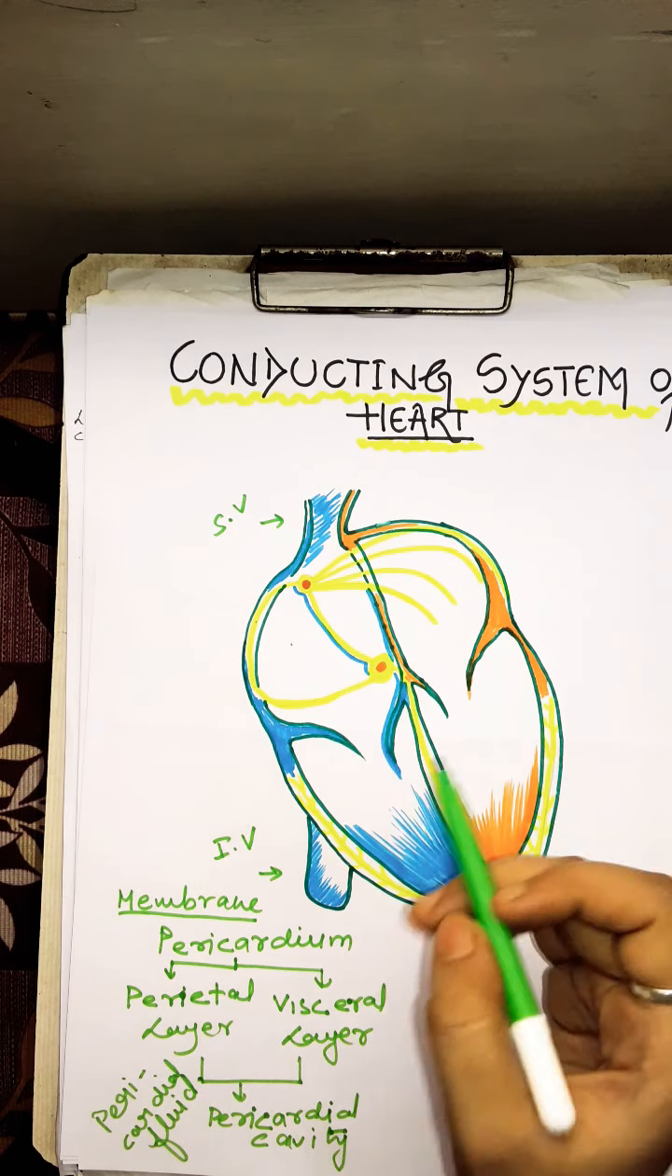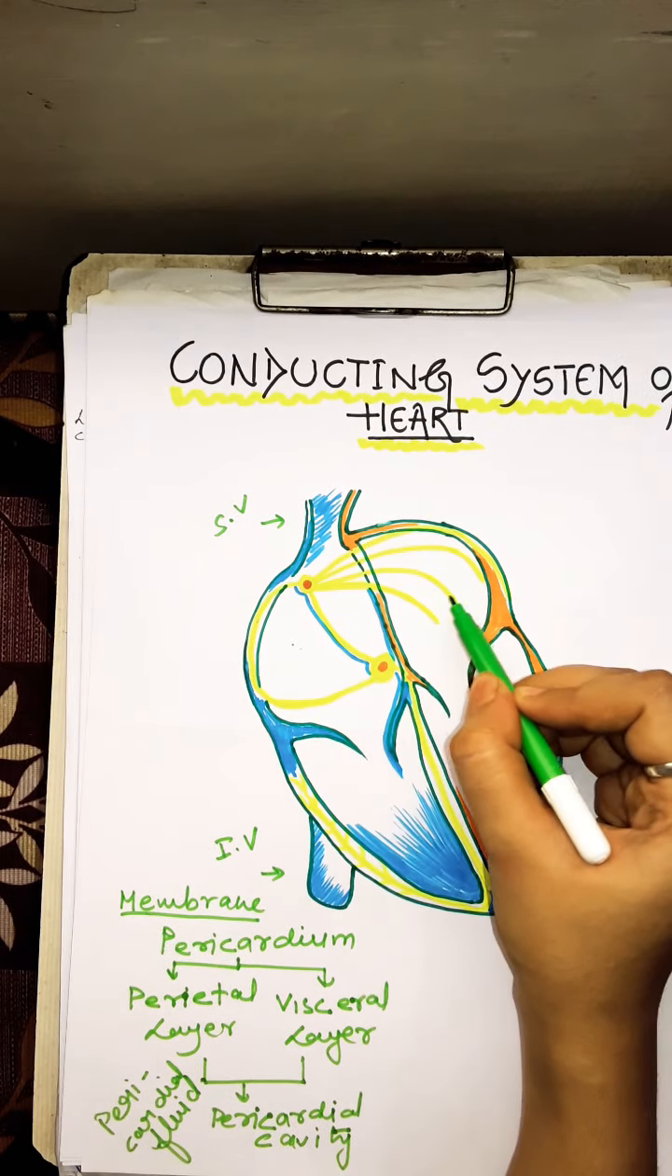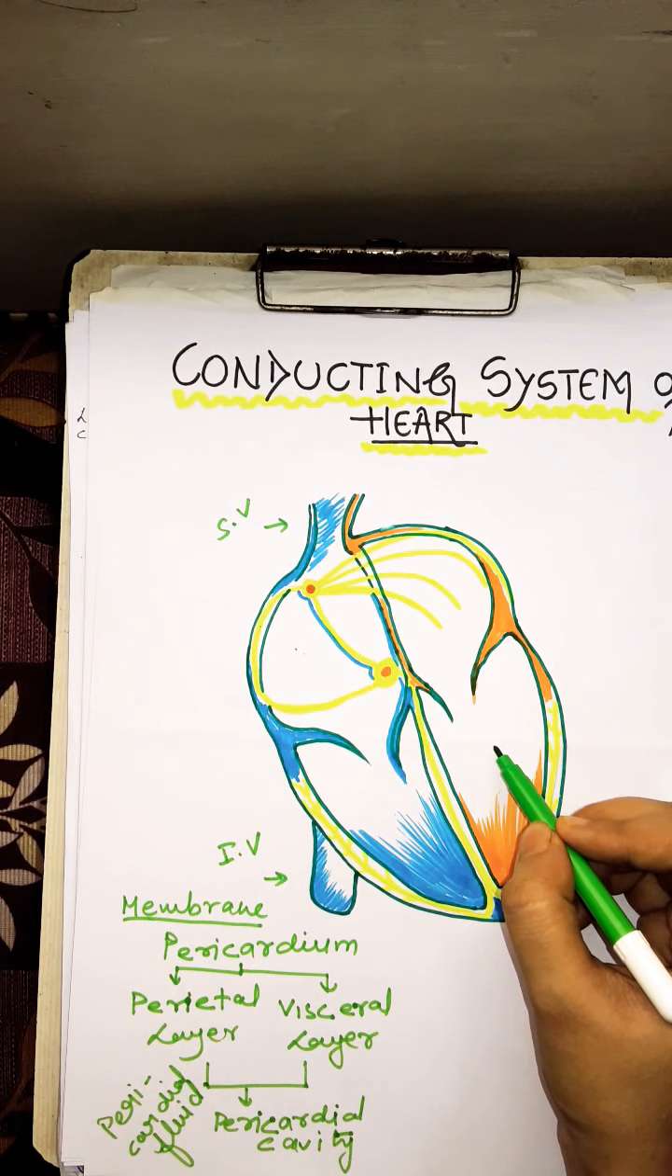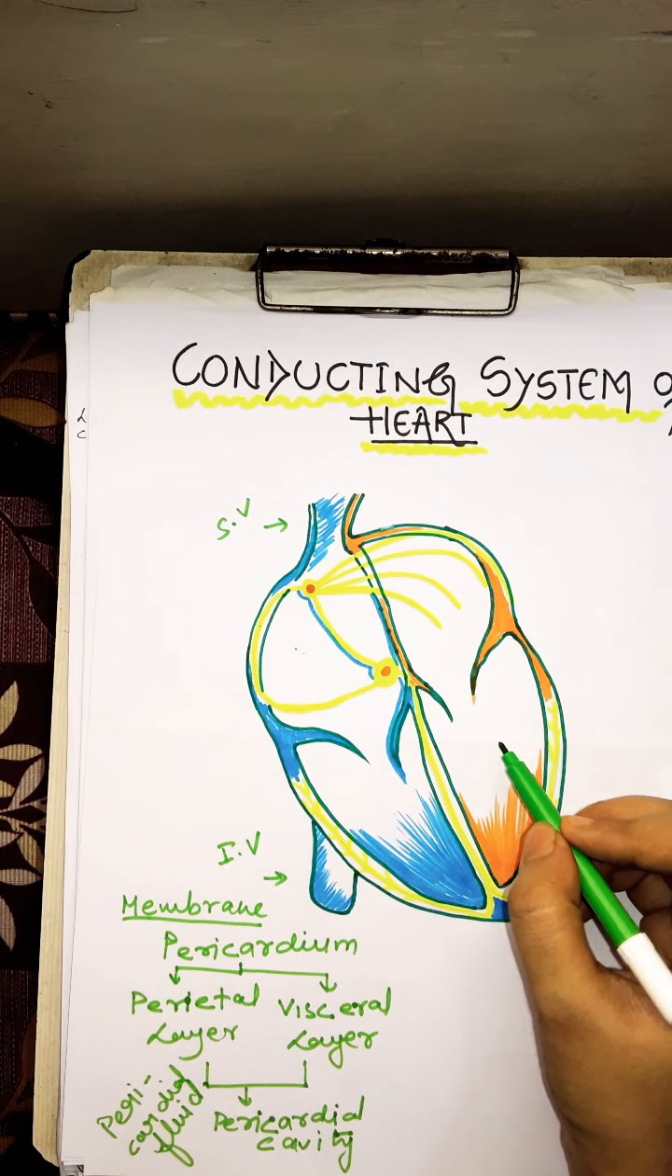Next we will see the chambers of the heart. The heart has four chambers. The first one is the right atrium, the second one is the left atrium, the third one is the right ventricle, and the last one is the left ventricle.